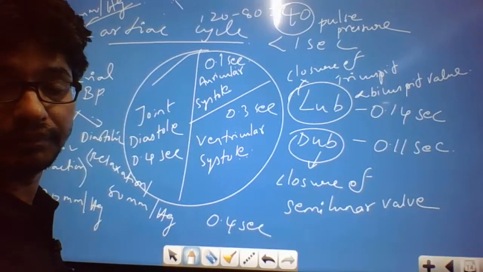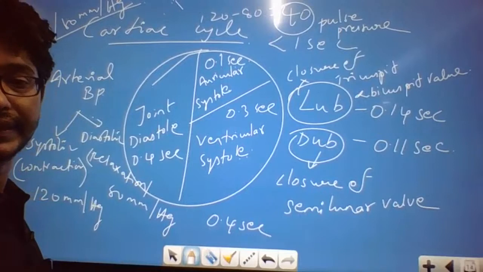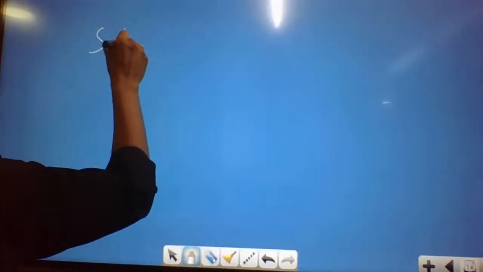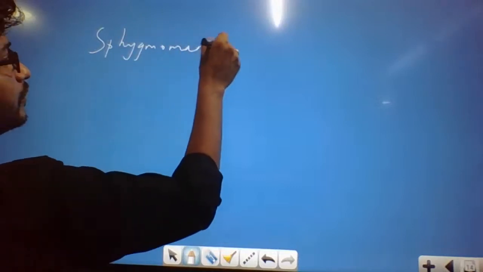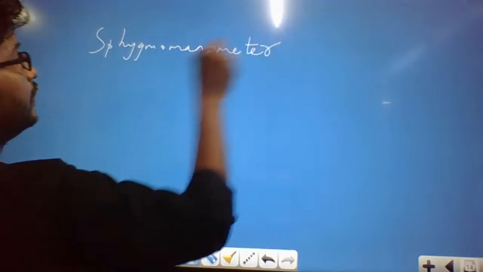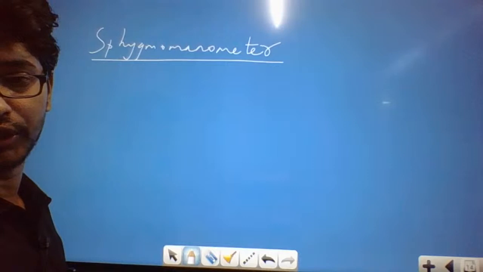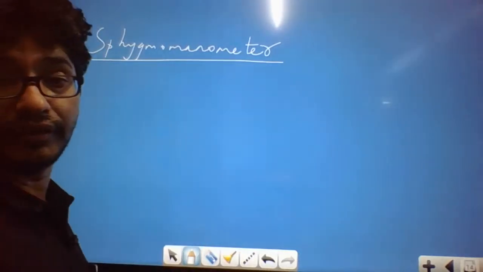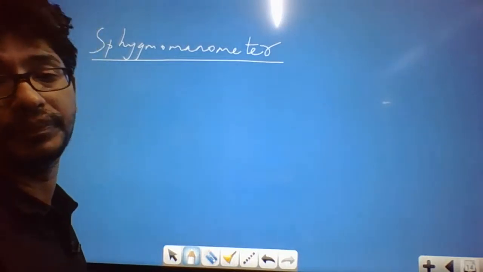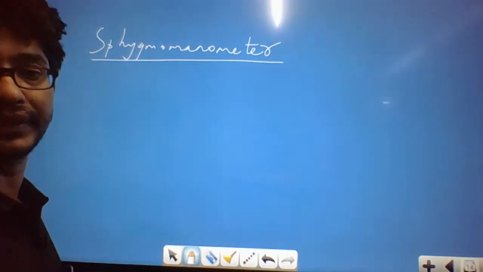Usually you would have seen a blood pressure apparatus, which is the sphygmomanometer. It is a device that pumps, and this is for 70 to 72 beats per minute. We will be discussing that in the conduction of the heartbeat.